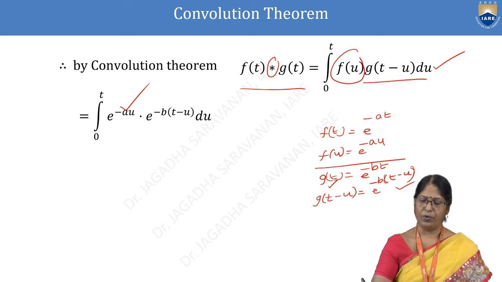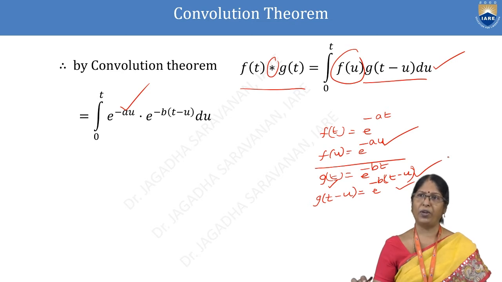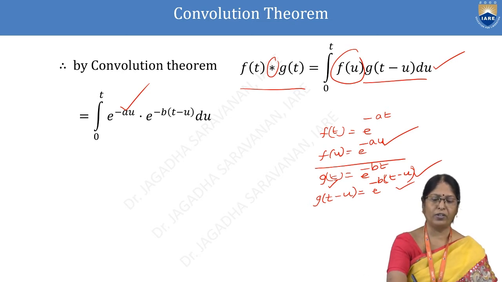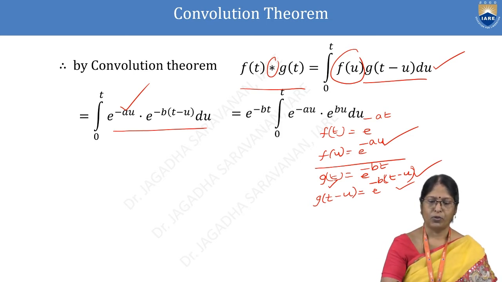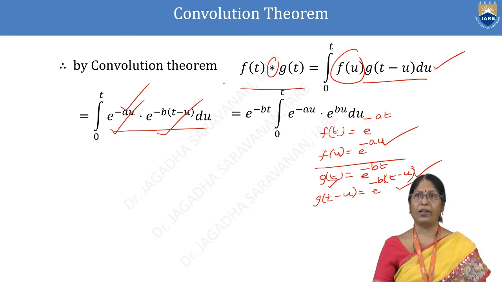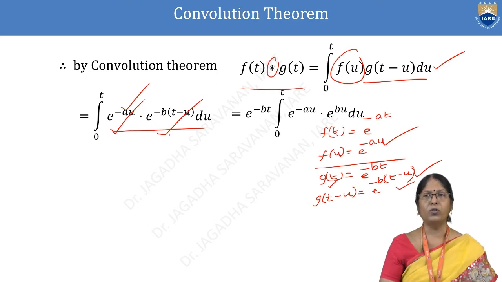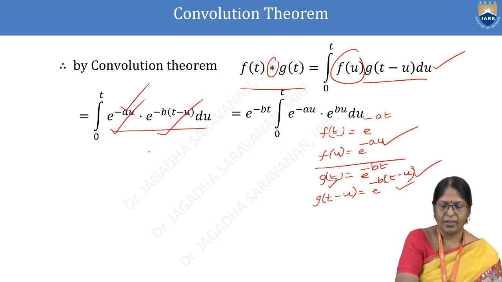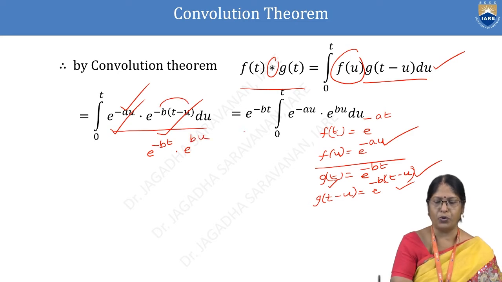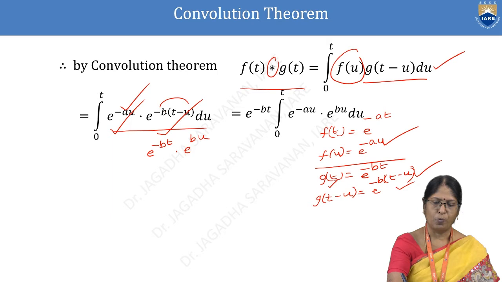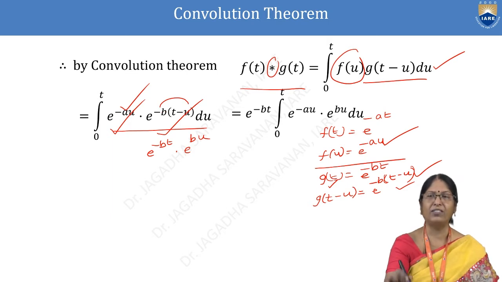So now f of u is ready, and g of t minus u is also ready. We calculated and verified it. We are going to substitute in this particular place. So we substituted: this is f of u, and this is g of t minus u. Here we are going to do small simplifications. That is e power minus bt into e power minus b times minus u, which is nothing but plus bu. We have taken minus b inside the bracket.